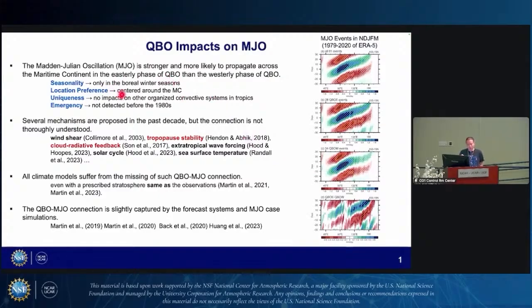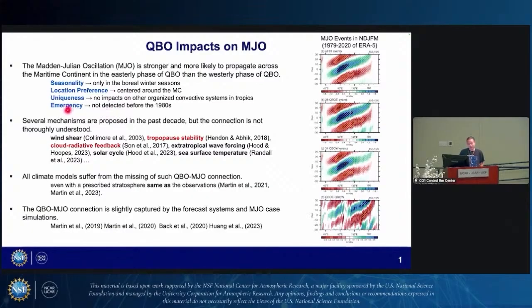And there are several unique aspects of this QBO-MJO connection. First is seasonality. This connection is only seen in the winter seasons. And second, the location preference. The QBO's influence on the MJO is centered around the maritime continent region. And then the uniqueness: among all the other convectively coupled equatorial waves, the MJO is the only one to feel the impacts from the QBO.